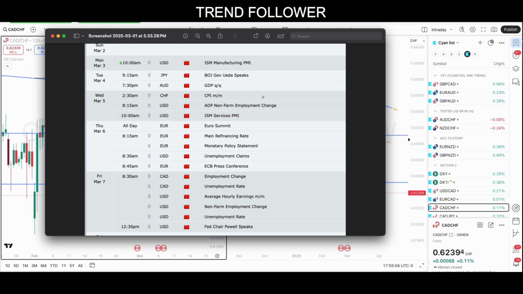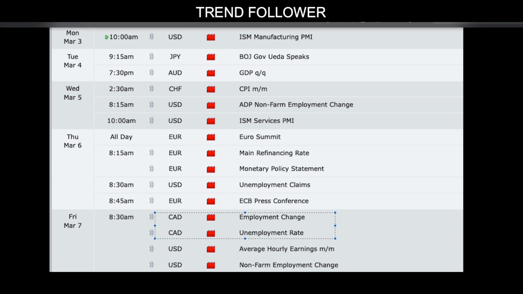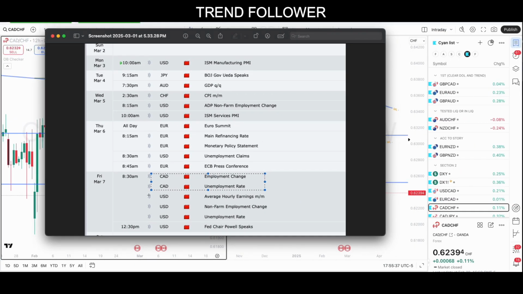So with respect to news, we have Australian dollar GDP, damn important. CHF CPI, damn important, right? So this one, let me just make it big. So CHF CPI would be important. Then I think USD has non-farm employment change, good. This euro would be damn important, extremely important, because it's a rate statement. Then we have CAD later in the week, and later in the week, basically it's non-farm change and Powell speaks.